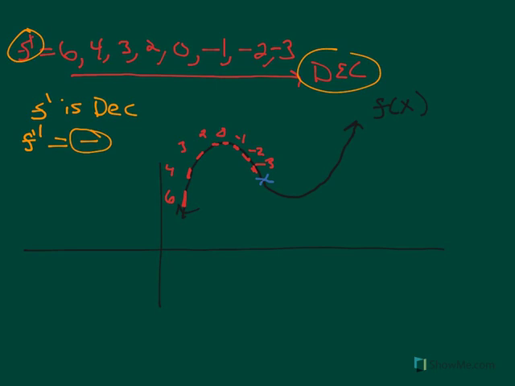All these values on f single prime are decreasing, so the second derivative would be negative, and then if you look at the curvature of the original function f of x, the curvature is concave down. So in summary, if f double prime is negative, then f must be concave down.